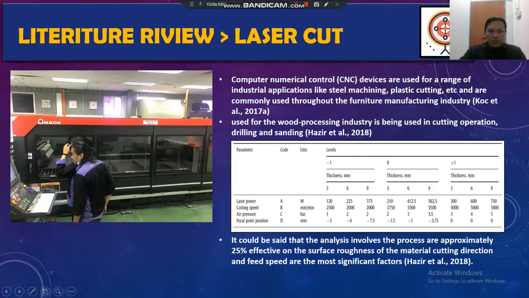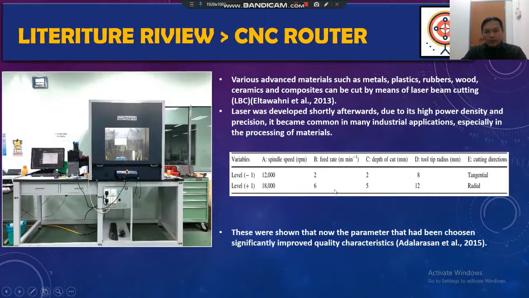This is my literature review for laser cut. The table shows my previous study on journal, Hamzah, 2018, the previous parameter in the journal. So it could be said that the analysis involved the process is approximately 25% effective on the surface roughness of the material. Cutting direction and feed speed are the most significant factors. For CNC rotor, this is the parameter. This shows that the parameter that has been chosen significantly improves the quality characteristics.